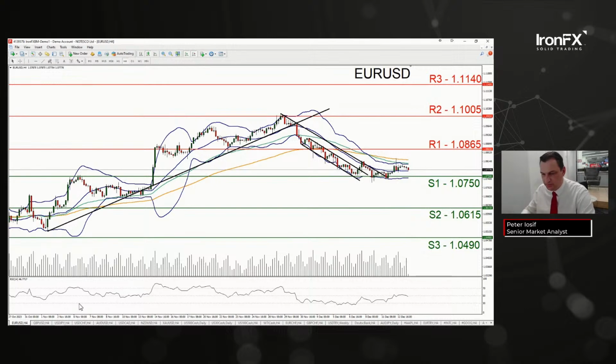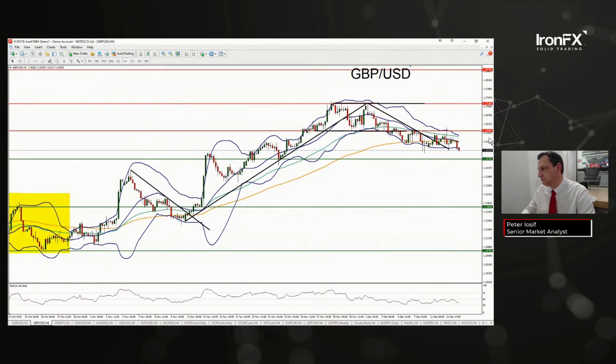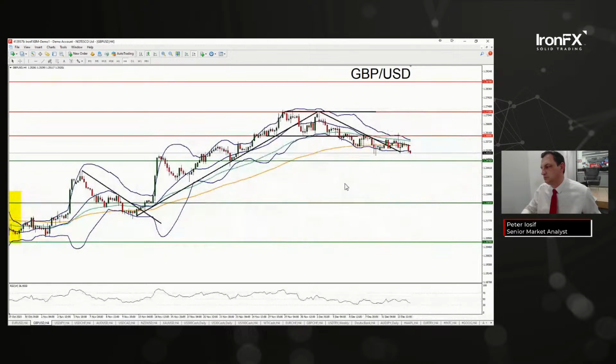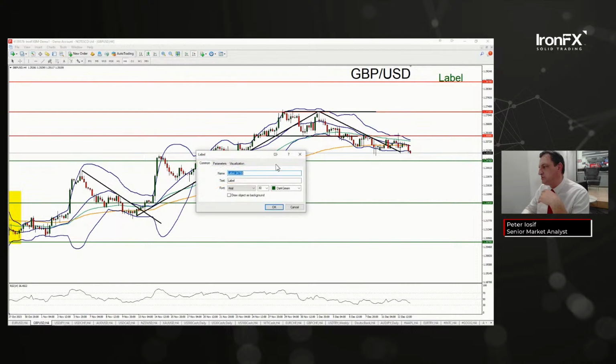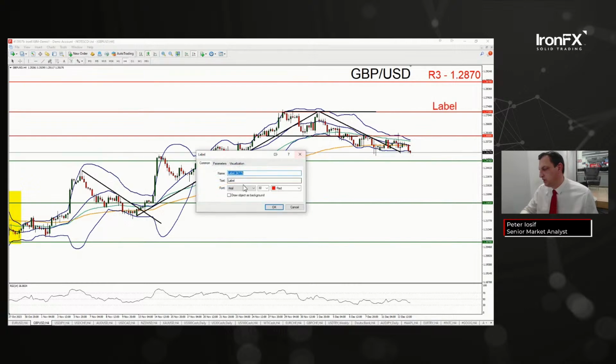Okay, let's have a look at GBP/USD. Let's place some labels, starting with the R3, which is being placed at 1.2870 in red. The R2 at 1.2720.